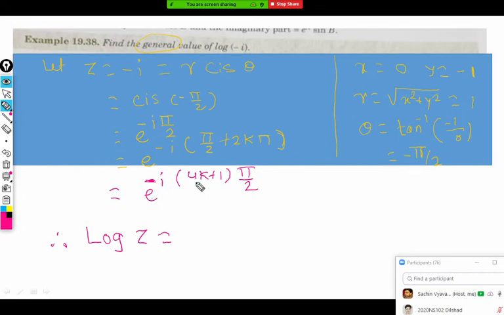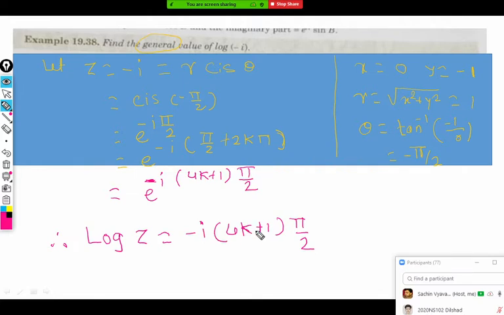Now, if we take a log, this e gets cancelled, and this is minus i (4k plus 1) into pi by 2, and that's the answer. This is the general log of the given complex number.